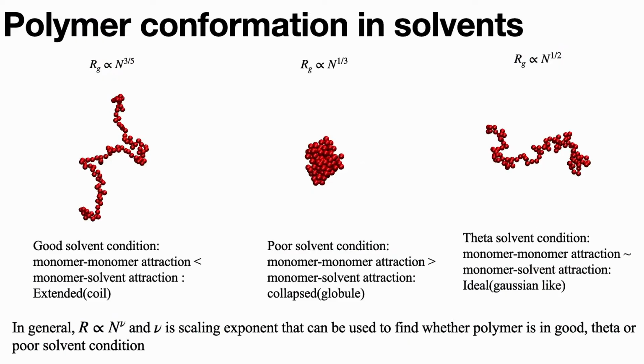Before that, I want to tell what the polymer conformations are in different solvent conditions. In general, we call it a good solvent condition when the polymer adopts an extended structure, and monomer-monomer attraction is lesser than monomer-solvent attraction. Then we have a poor solvent condition, where the monomer attraction is greater than monomer-solvent attraction, and the polymer likes to be in a globular or collapsed form. We can also have a theta solvent condition, where monomer attraction is similar to monomer-solvent attraction, and the polymer adopts an ideal or Gaussian-like chain structure.